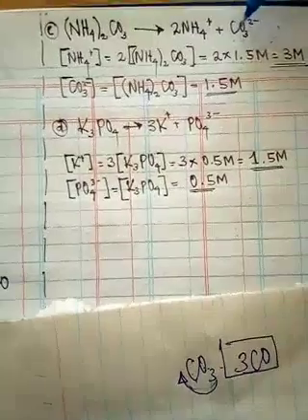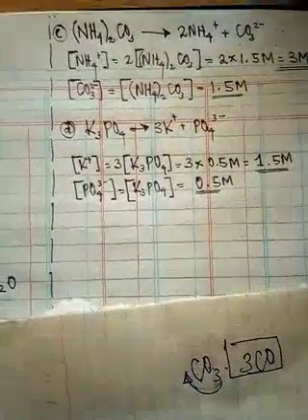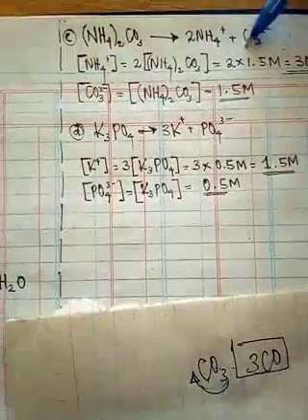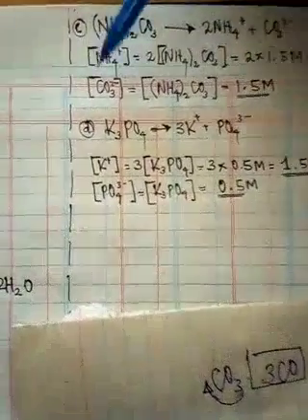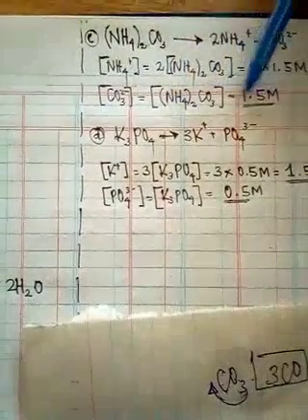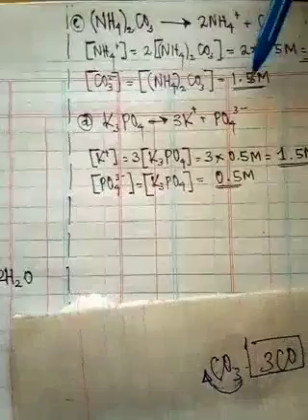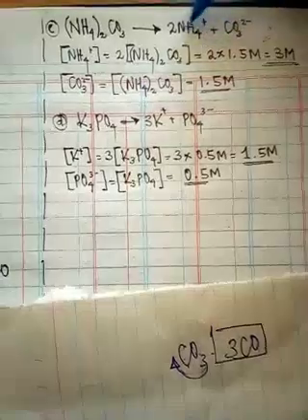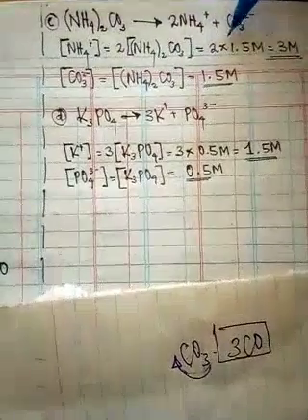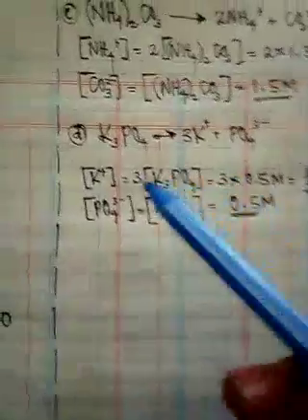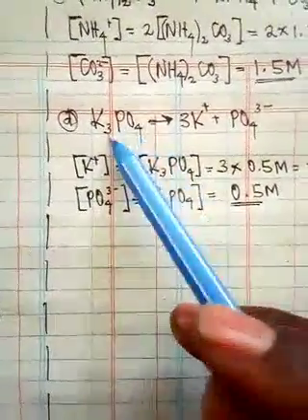If we look at the mole ratio between the carbonate and the ammonium carbonate here, you're going to see that the mole ratio is 1 to 1, which means that the concentration of the carbonate ions is equal to the concentration of the ammonium carbonate, which is the same value, 1.5 molar. So it's basically just getting these stoichiometric coefficients and multiplying them with the molarity value given in the question. And then lastly, but not the least, we are seeing our potassium phosphate.